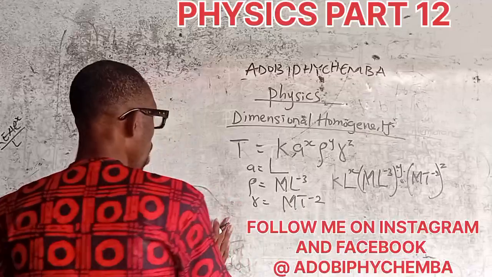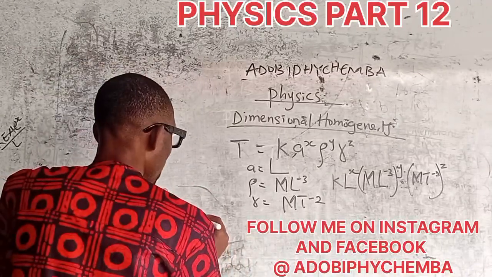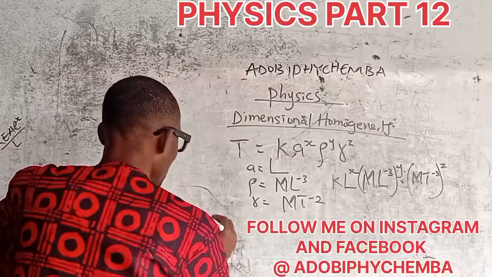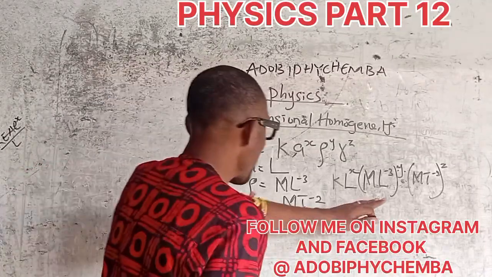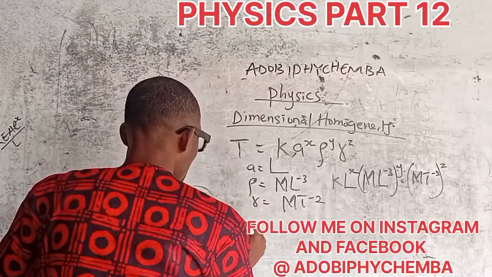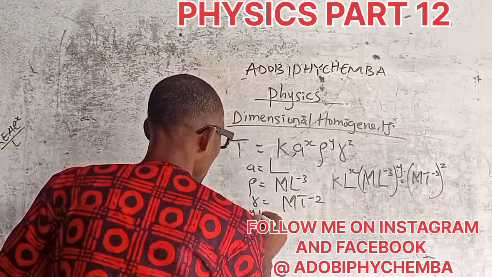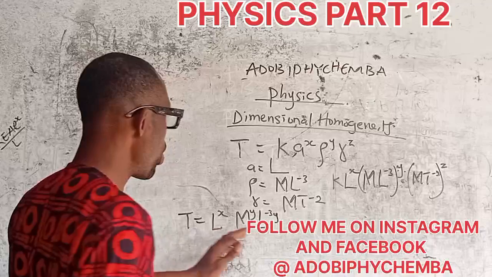Then what do you do? Come here now and then say your T, this your period, will be equal to L raised to power X. Now break this bracket out. Then you have M raised to power Y, and then you also have L raised to power minus 3Y. Are you following what I'm doing here?